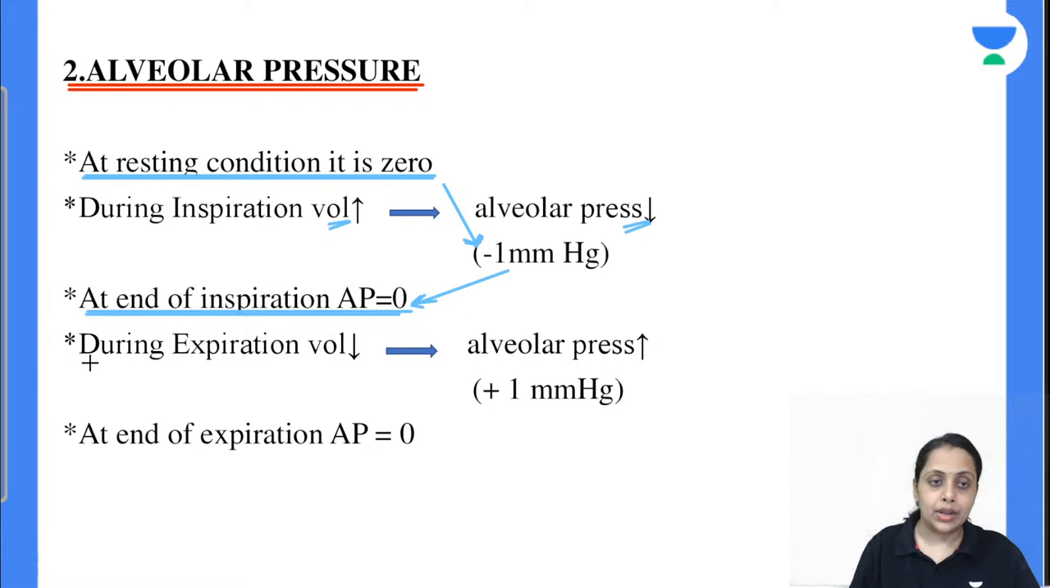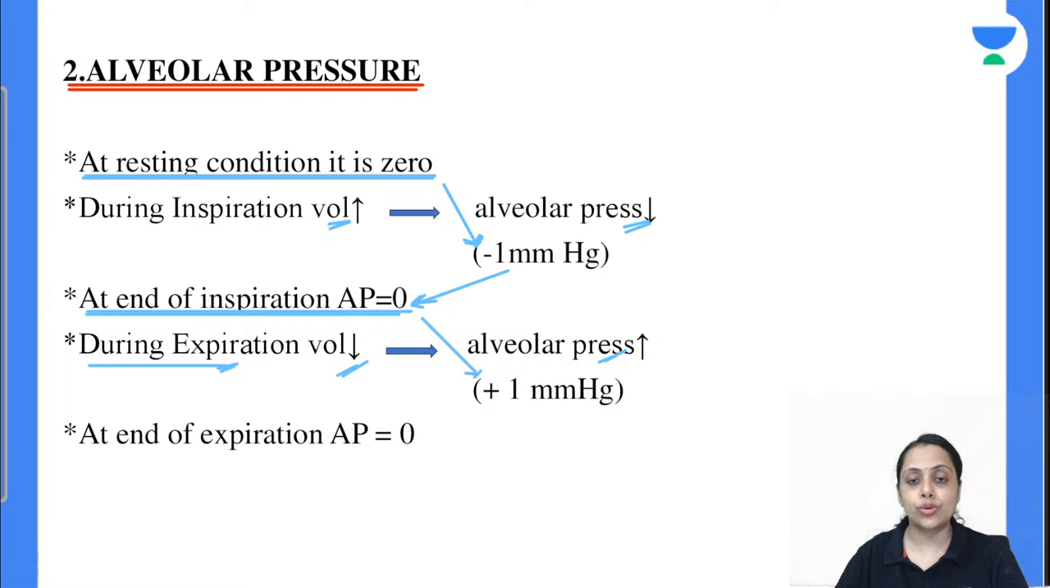Is this clear? Now coming to expiration. During expiration, the volume of the lung is going to decrease, so the pressure increases. From zero, it increases to +1 mm of Hg. And at the end of expiration, the alveolar pressure again becomes zero.